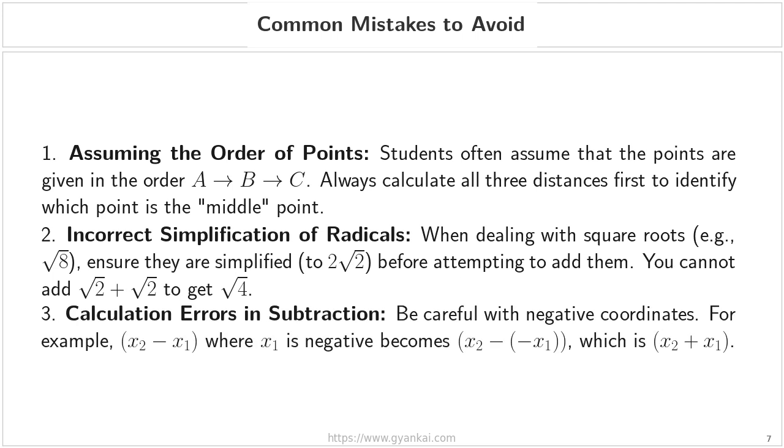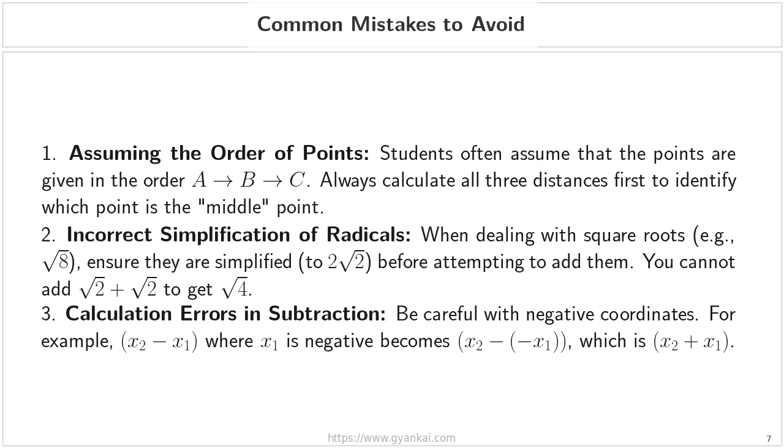Finally, watch out for calculation errors during subtraction, especially when dealing with negative coordinates. This is a classic trap. If you are subtracting a negative value, remember that subtracting a negative is the same as adding a positive. For instance, if your x2 minus x1 involves a negative x1, it becomes x2 plus the absolute value of x1. One small sign error here will throw off your entire distance calculation. Keep these tips in mind, and you'll be much more accurate in your upcoming assessments.